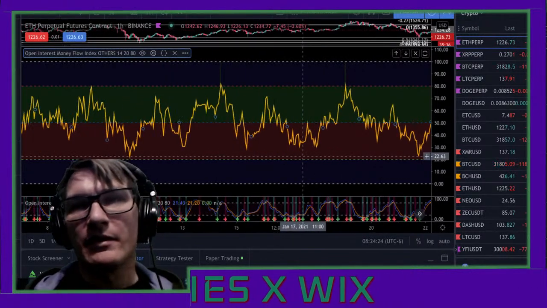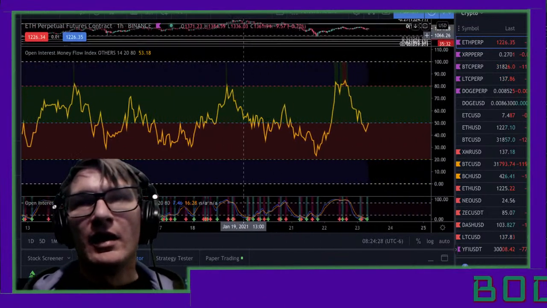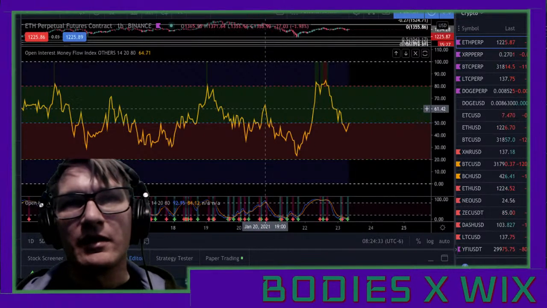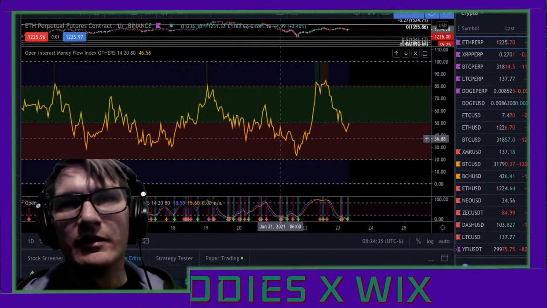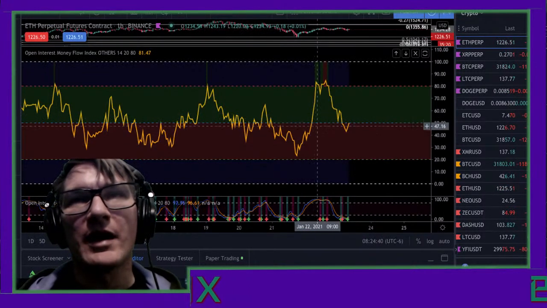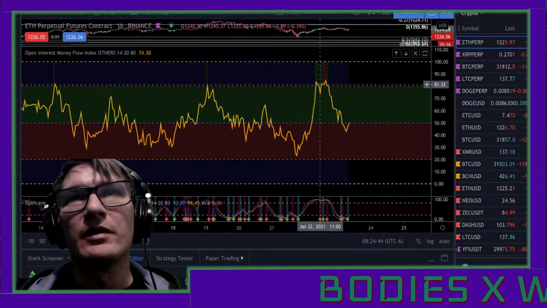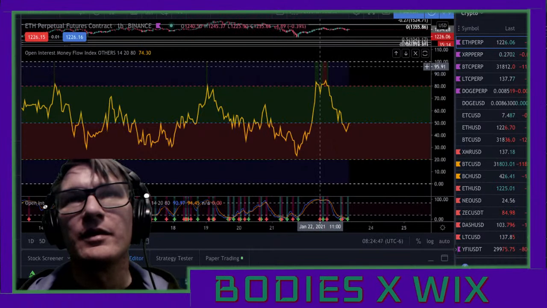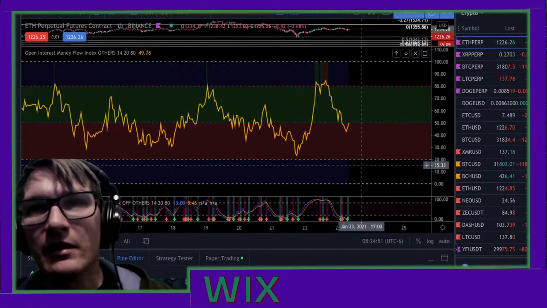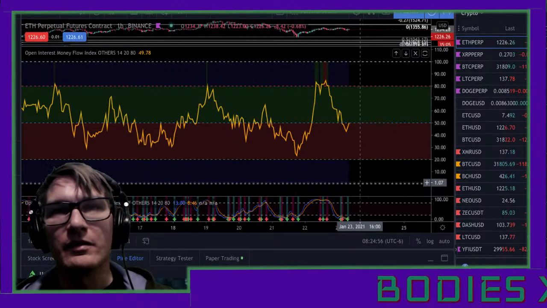Okay, so how this one reads is, basically anytime you're crossing into the red is a sell signal. And then when you're crossing back up into the green is a buy signal. Once you're here, you're oversold. And then once you're here, you're way oversold. And the same thing for down here. Once you hit here, you're oversold, and then down here, you're way oversold.